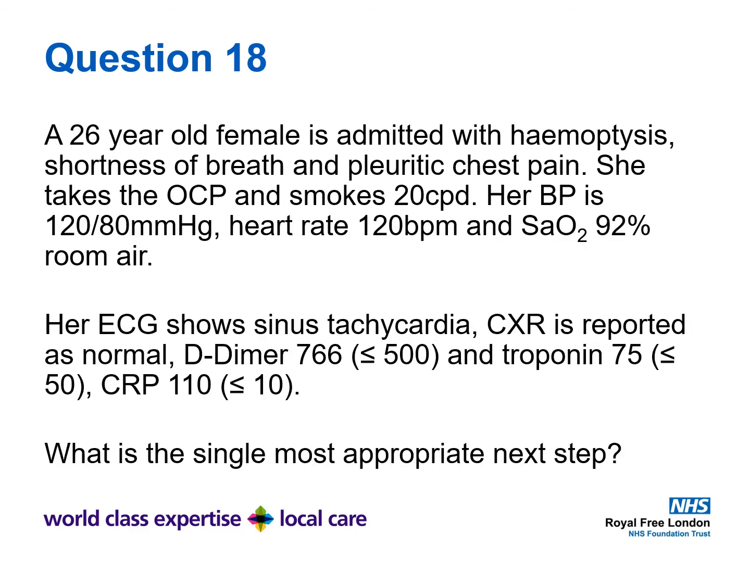Question 18. A 26-year-old female is admitted with hemoptysis, shortness of breath and pleuritic chest pain. She takes the oral contraceptive pill and smokes 20 cigarettes per day. Her blood pressure is 120/80, heart rate 120, and saturations of 92% on room air. Her ECG shows sinus tachycardia. Her chest X-ray is reported as normal. Her D-dimer is 766 and her troponin is 75. Her CRP is 110. What is the single most appropriate next step?